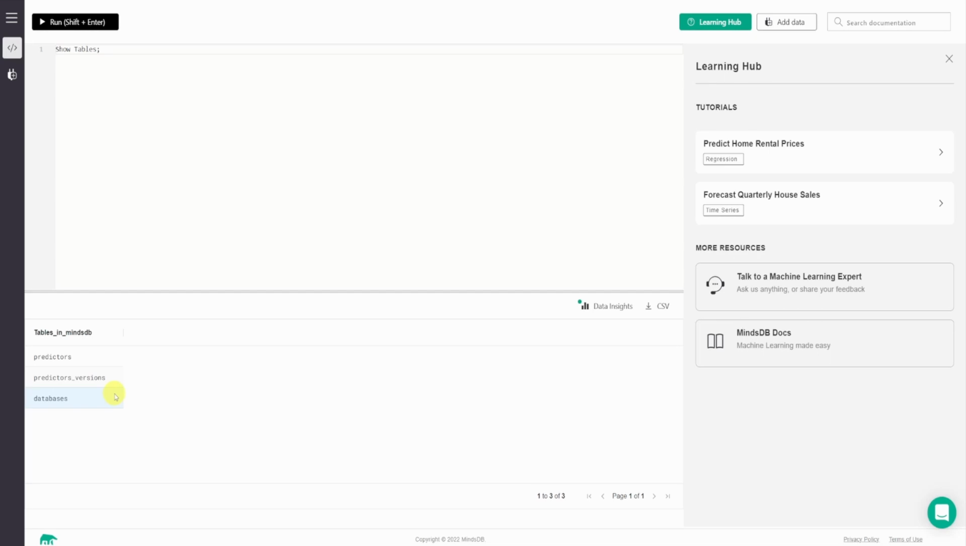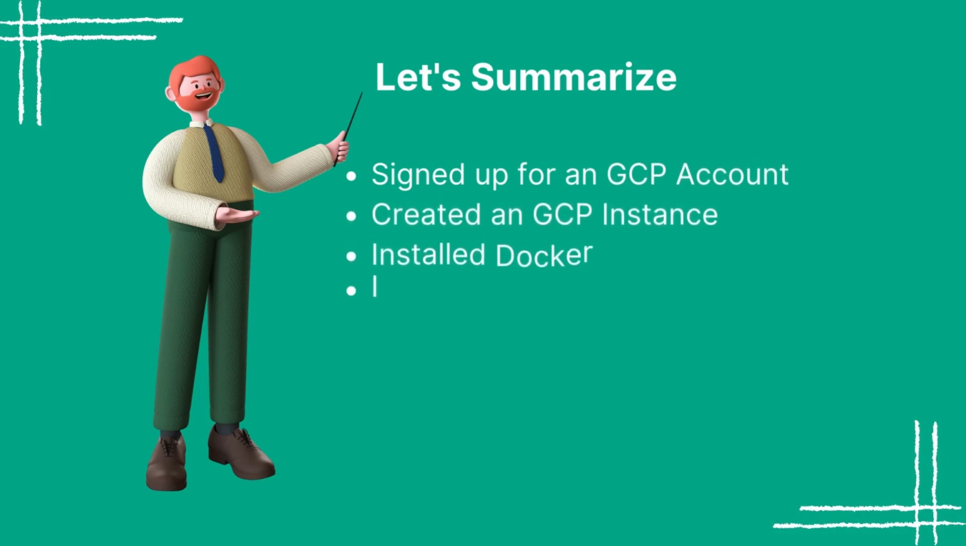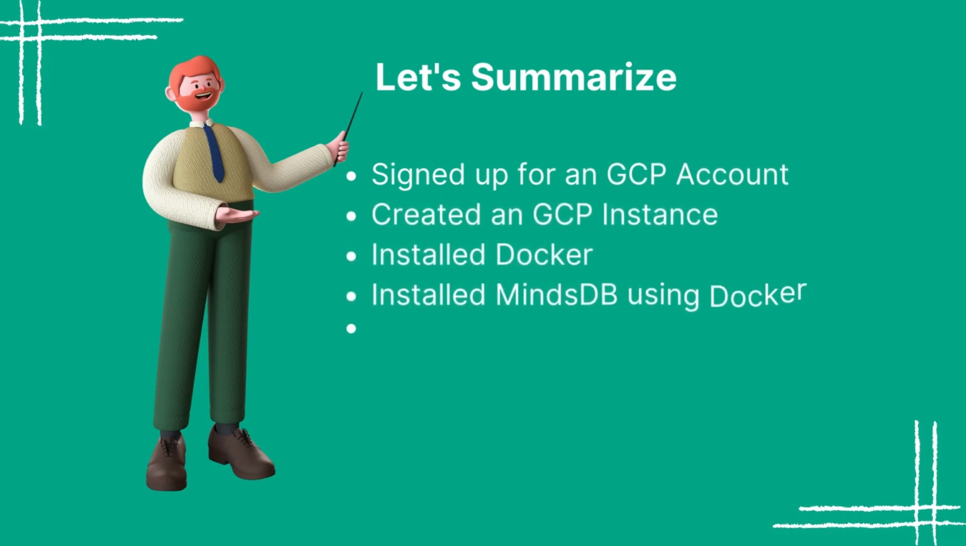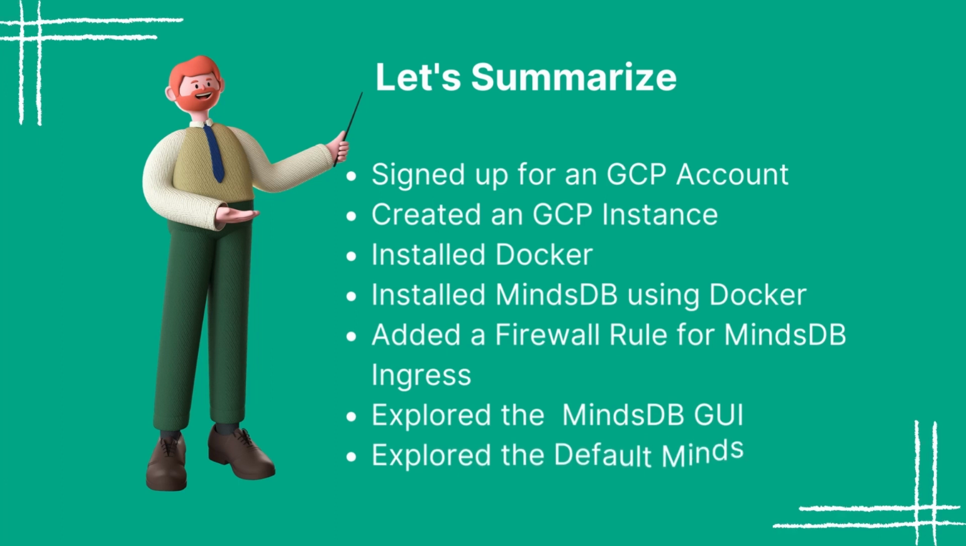Time to summarize. We created a GCP account. We then created a VM using GCP. The third thing we did was install Docker on our virtual machine instance. Then we used Docker to install MindsDB. Then we added a firewall rule to allow the traffic for MindsDB. Then we explored the MindsDB GUI. And finally, we explored the default tables present in MindsDB.